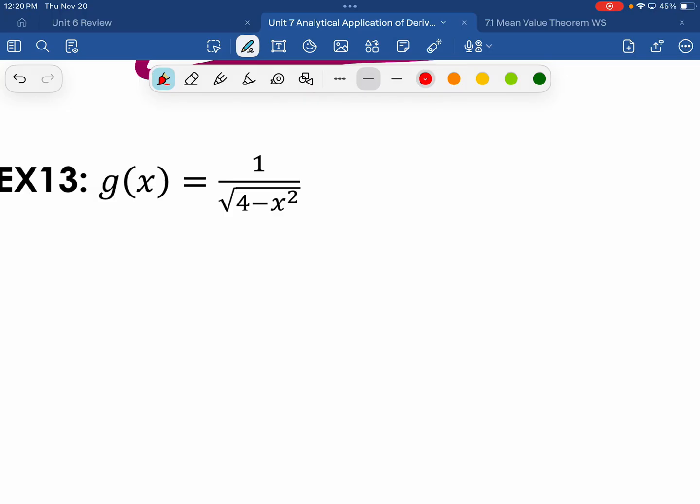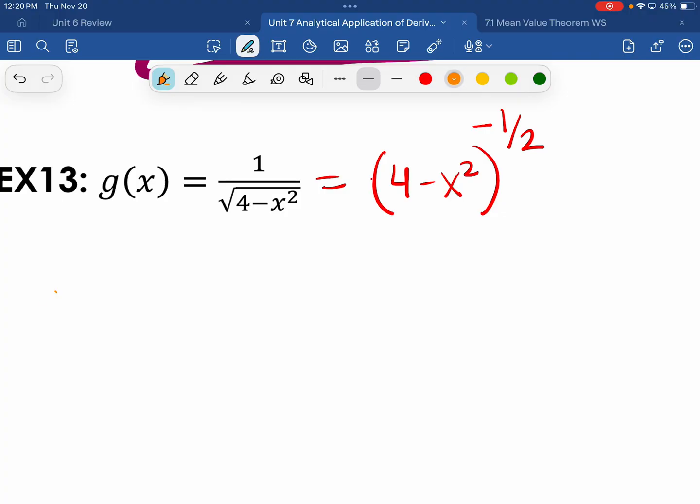13 is a little bit more complicated. First thing I want to do on 13 is rewrite it so it's not in a fraction. What would my exponent be? Negative 1/2. Yes. Negative because it's a fraction, 1/2 because it's square root.